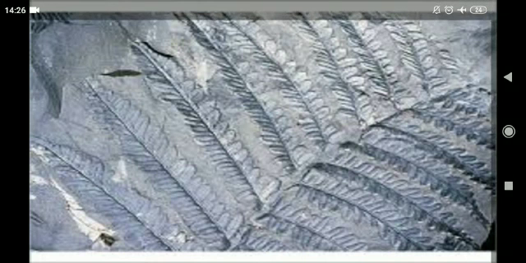Next are the fossil gymnosperms. For example, Medullosa is a fossil gymnosperm. The next one is Lepidodendron, and it is also listed among fossil gymnosperms. The next one is Williamsonia, which is also a fossil gymnosperm.